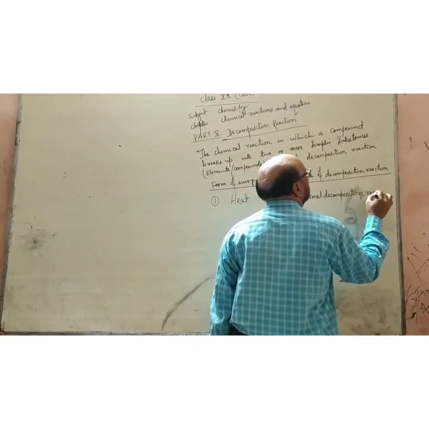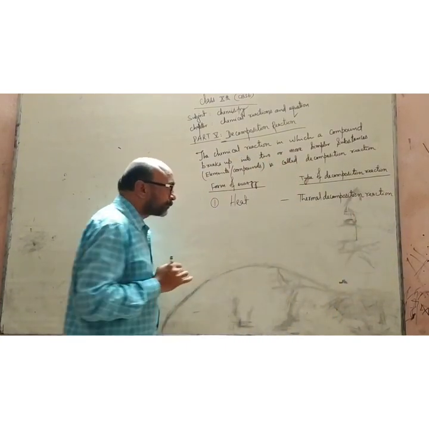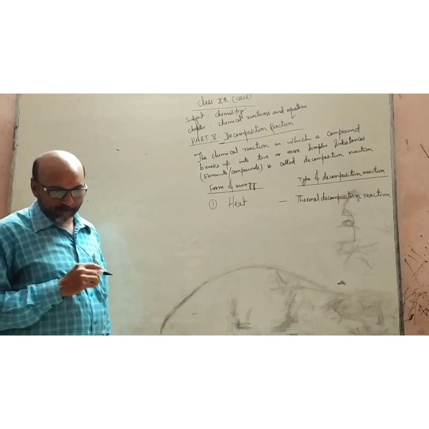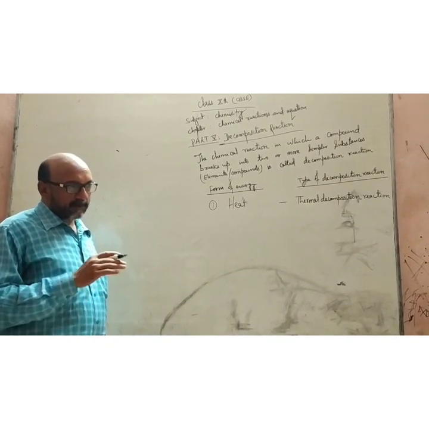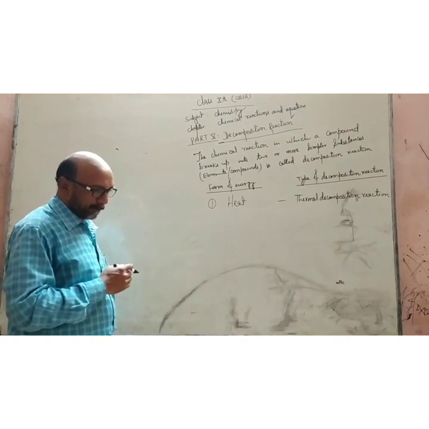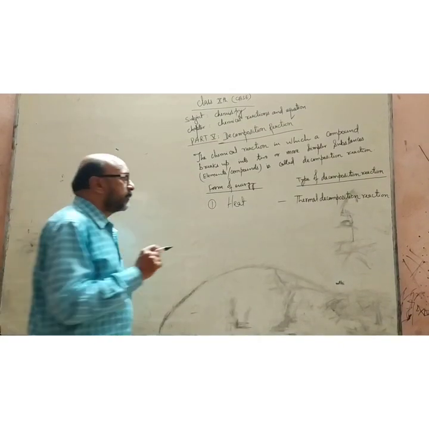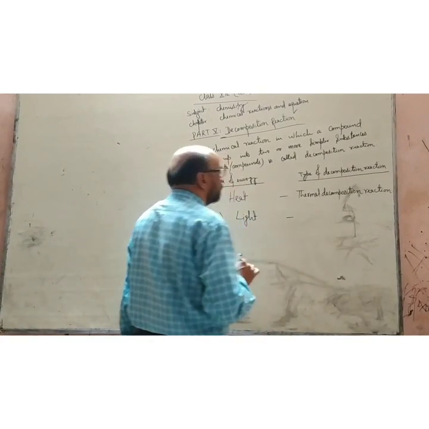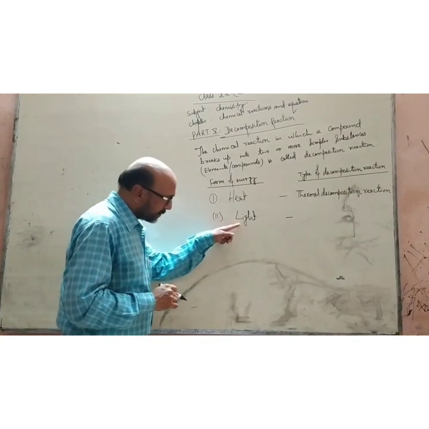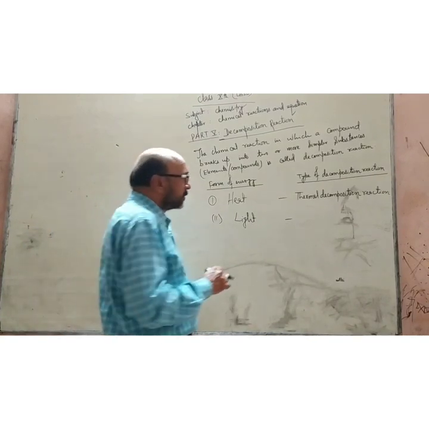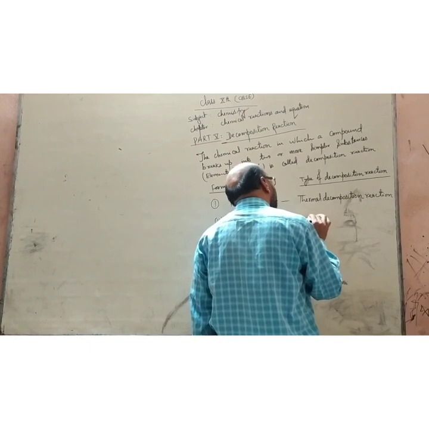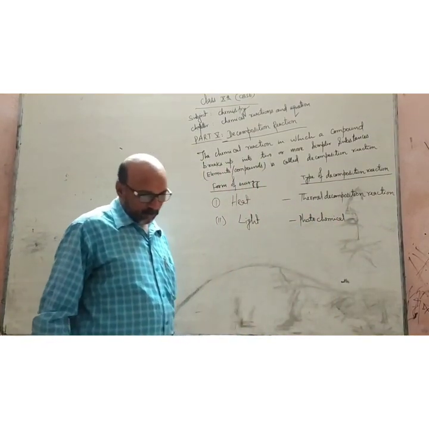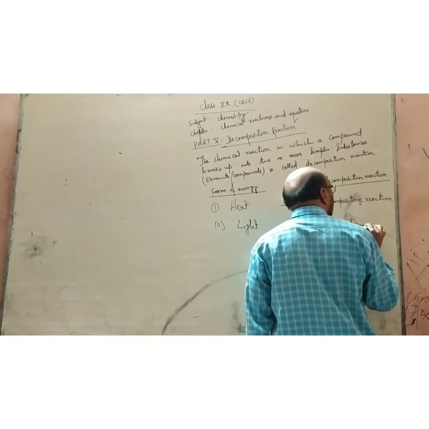Thermal decomposition. Now the energy can be supplied in other forms also. If for the decomposition of a particular compound, energy is supplied in the form of light, if the decomposition reaction takes place due to supply of light, then it is called photochemical decomposition reaction.